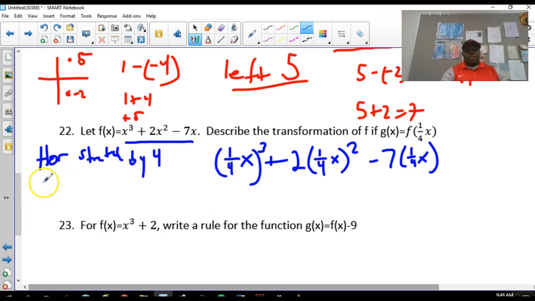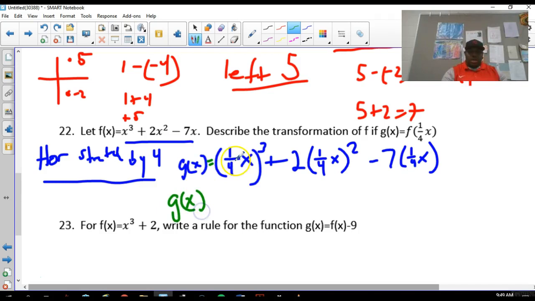Well, we described it as a horizontal stretch by 4. All right. And then basically this would be g of x. Okay. You could simplify it, guys, if you want to simplify it. You would simplify it like so. If you want to simplify it, you got to cube the top, which is 1. You cube the bottom, that's 64. So 1/64 x cubed. Plus, right here, square that, you got 1. And you got 16 at the bottom, so 1/16 x squared.